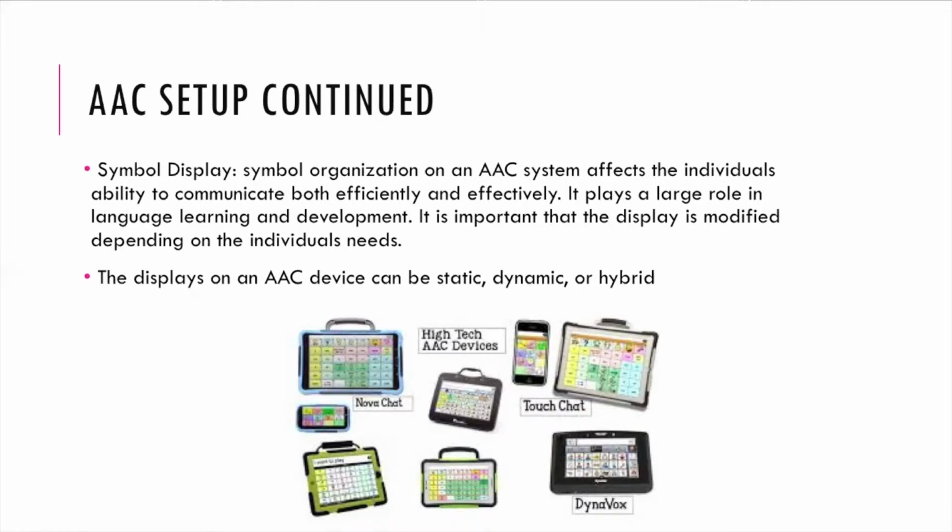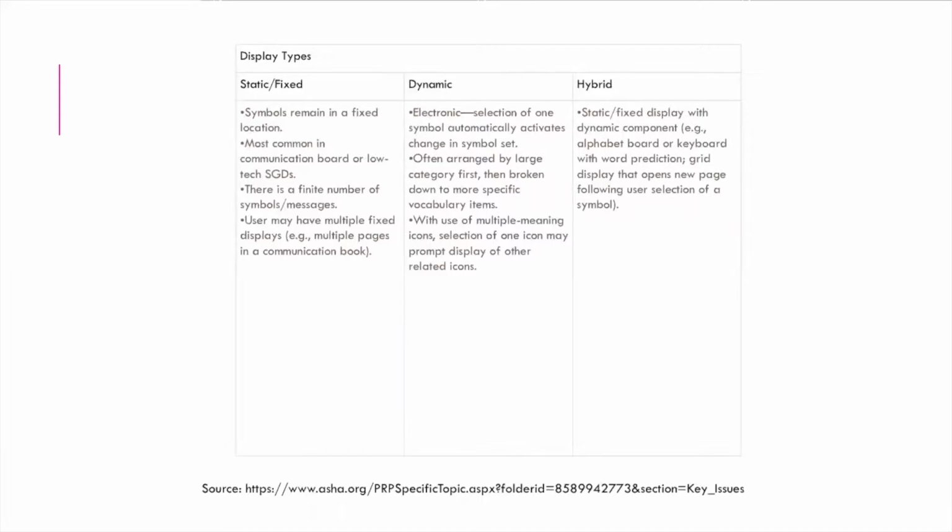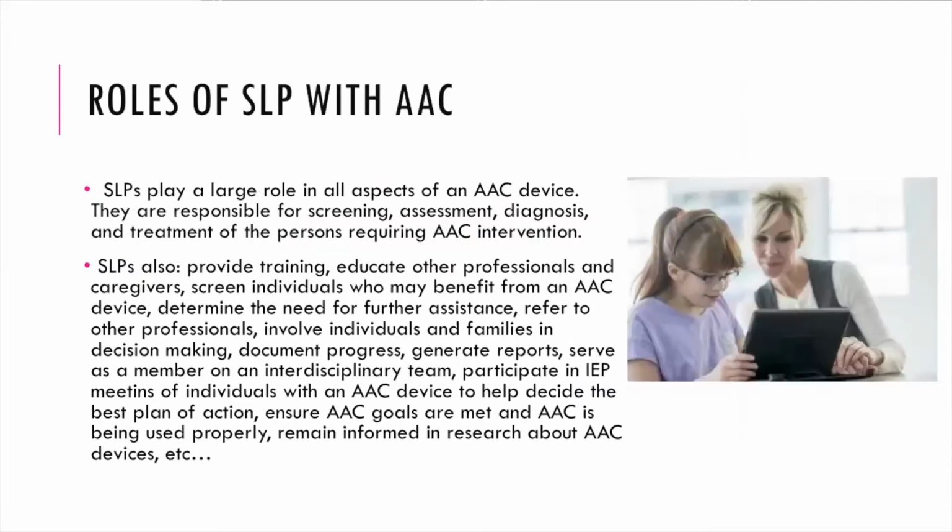The display can be static, dynamic, or hybrid. So static meaning that it doesn't move, so that'd be like a pegboard or like a piece of paper with some different messages written on it. Dynamic is going to be more like an iPad, where the screen changes, things like that, and a hybrid is going to be a mixture of both. So the different display types, there's going to be static, dynamic, hybrid, like I said earlier, and this is just another visual that I pulled from ASHA that breaks it down into more of a chart form.